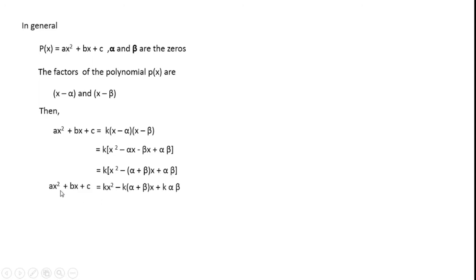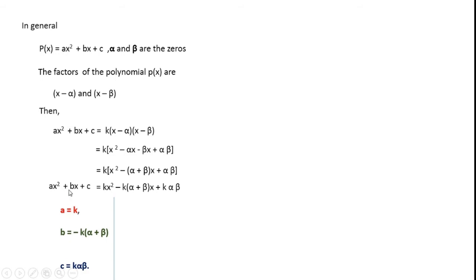Now we can write ax square plus bx plus c equal to kx square minus k into alpha plus beta x plus k alpha beta. Now we can compare the coefficient of x square, coefficient of x and the constant term. See here, first the coefficient of x square is a. Here the coefficient of x square is k. So we can write a equal to k.